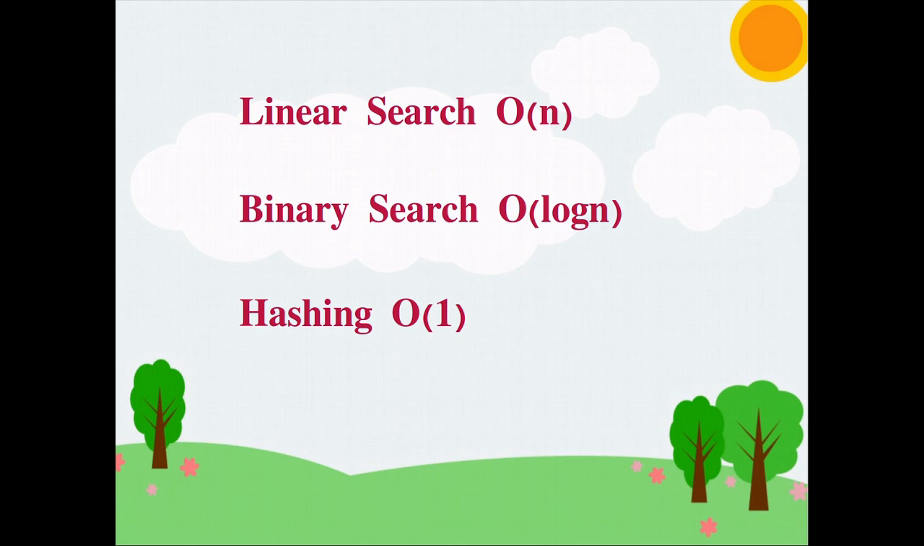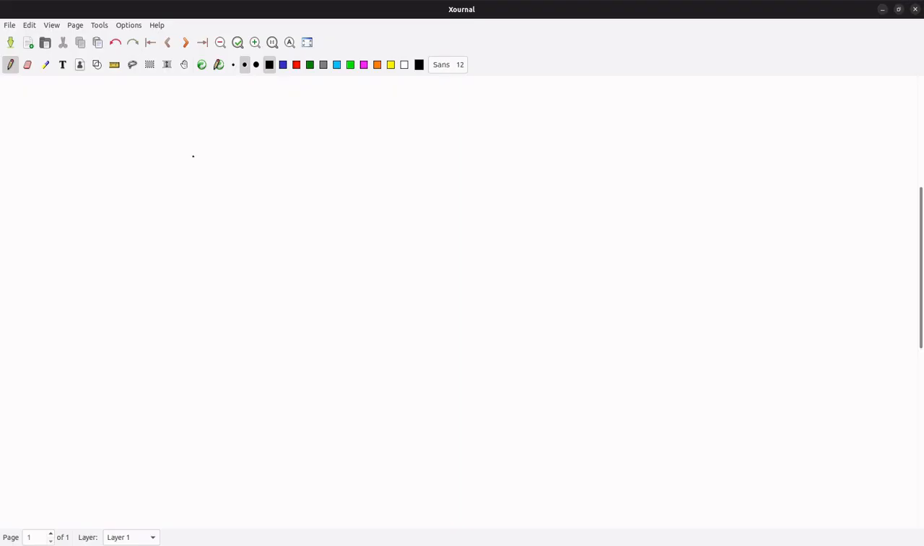So let me draw an example of linear search over here. How can we write the logic? How can we apply the linear search algorithm to find any specific item? Let's suppose we have this product array.